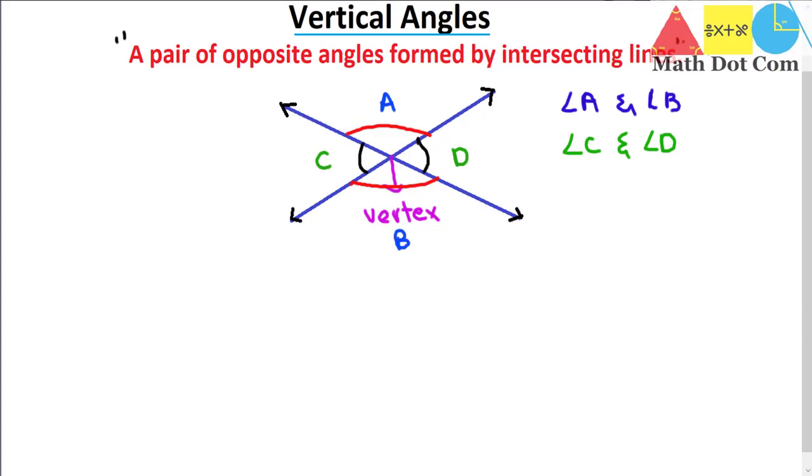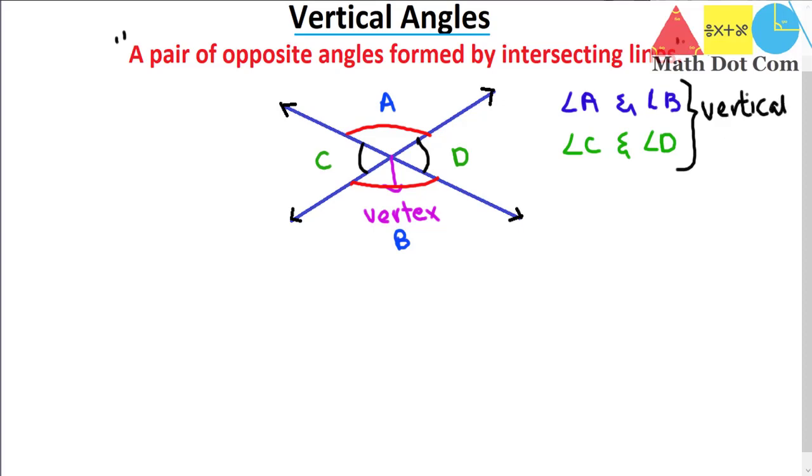First we should have two lines that are intersecting each other. Then we have the four angles that are on the opposite sides, and those angles should be in pair. So we can say that A and B is a pair of vertical angles. C and D are the pair of vertical angles. So I can say that these are the pairs of vertical angles.